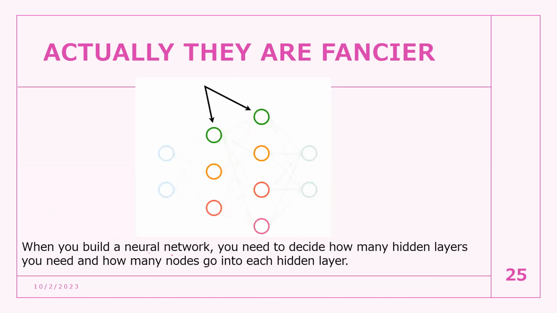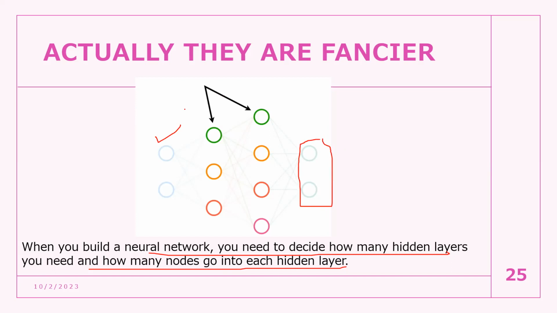When you build a neural network, you need to decide how many hidden layers you need and how many nodes to go in each hidden layer. So we have seen one hidden layer, which is good. But see, input is decided. Input we cannot change, right? Input is what we provide, and output is also decided based on your objective. So input and output, there is no problem.